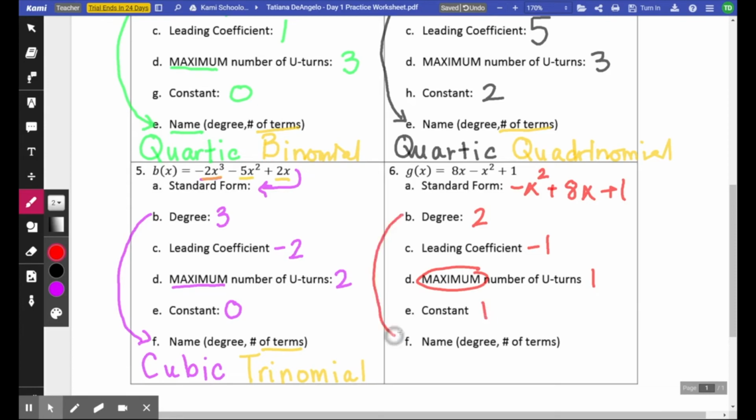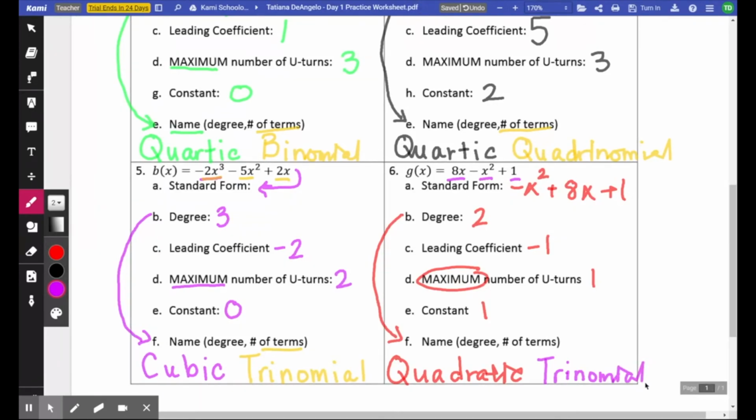And then again, driving that point home, the degree influences the name. So since it is 2, that means I have a quadratic function. And then I'm counting 1, 2, 3 terms. So I have a quadratic trinomial, which is the thing that you guys should be the most familiar with from factoring and multiplying. This is usually what we see them in.